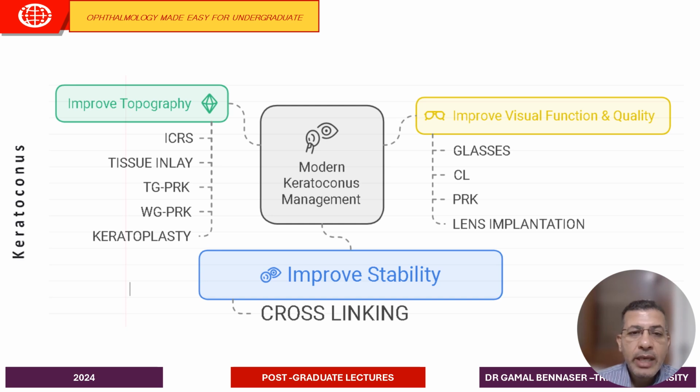And as I said, we can use these steps separately or we can use them in combination. We can use each one of these separately, like the cross-linking or the improvement of the shape, or we can use them in combination, where we use intracorneal rings along with the cross-linking, or we use topography guided ablations with the cross-linking and so on. So this is the general frame and the general guidelines that we should follow: we have to improve the stability first, then improve the shape of the cornea, and then fine tune his visual function.